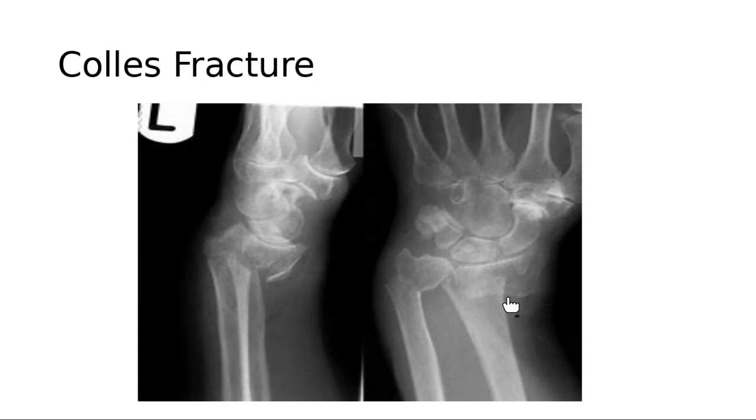And it's displaced radially because of the pull of the brachioradialis muscle, which is attached to the distal radius.